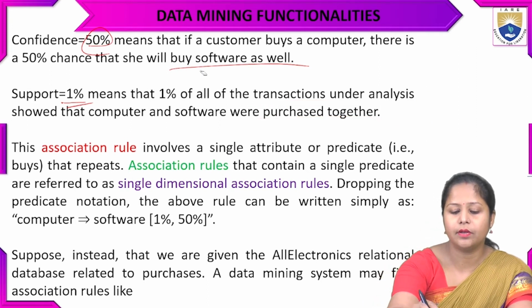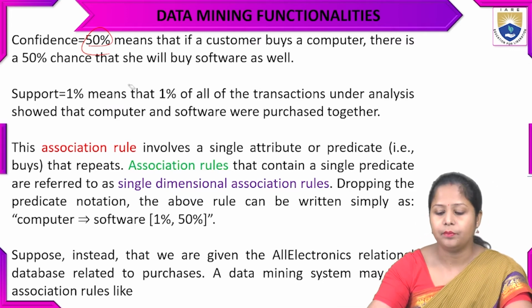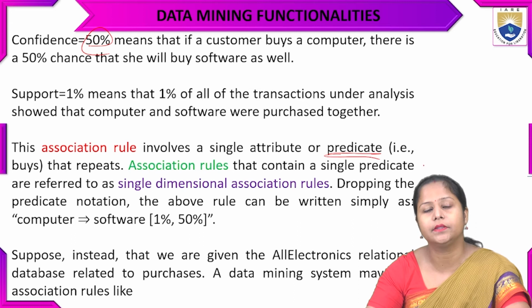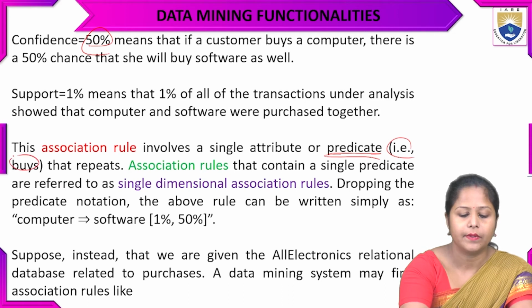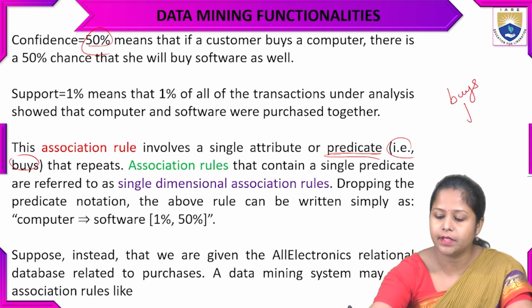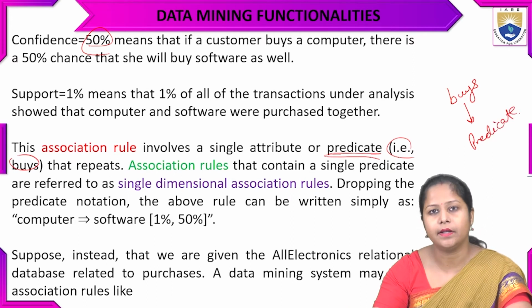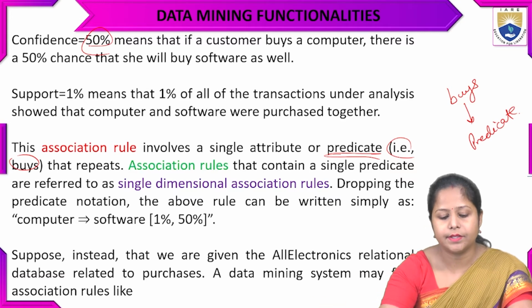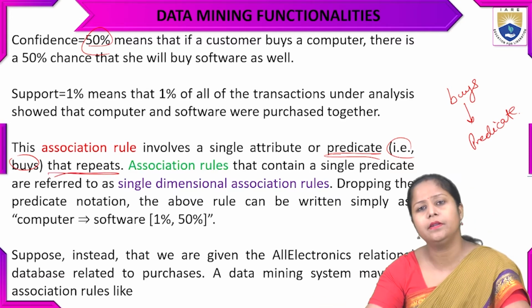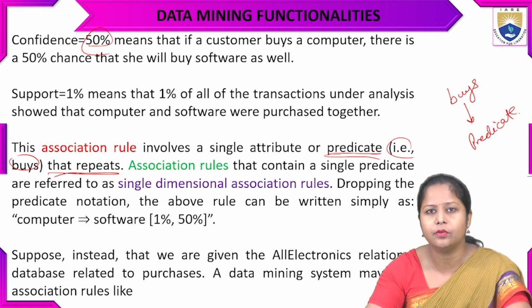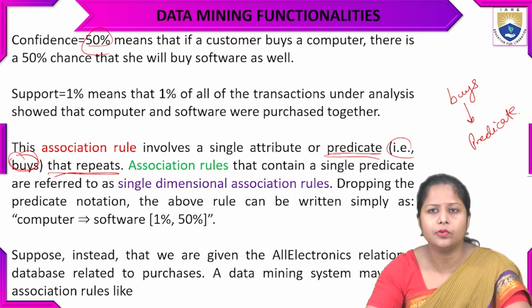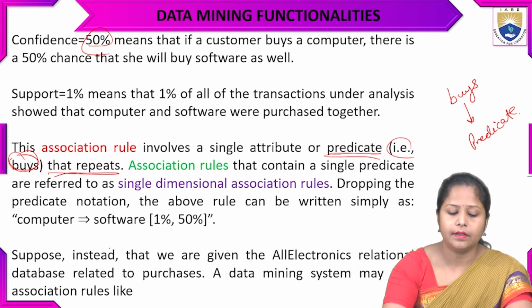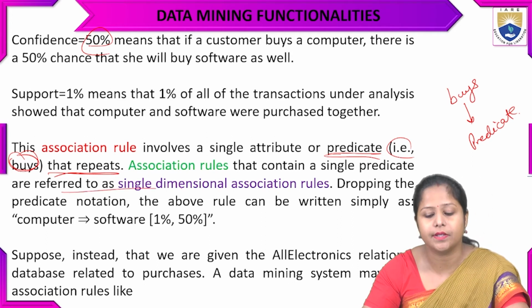This association rule involves a single attribute or predicate. Here a single attribute is called a predicate. We have written "buys", and that is the predicate in this association rule. In the earlier slide, the "buys" is repeated, right? We have written the same word twice. Association rules that contain a single predicate are referred to as single-dimensional association rules.